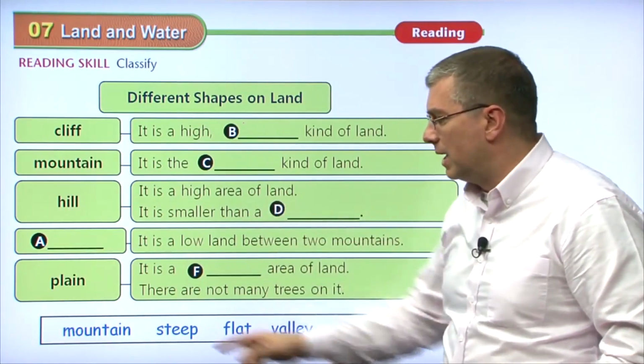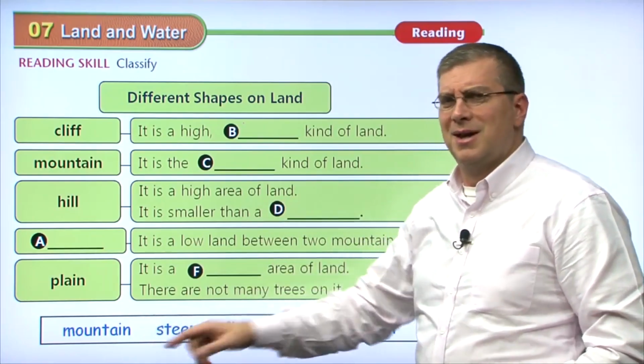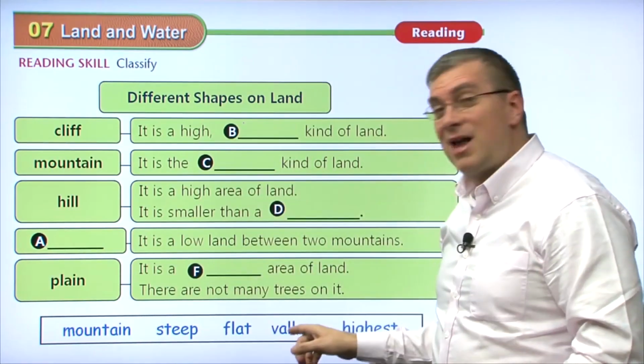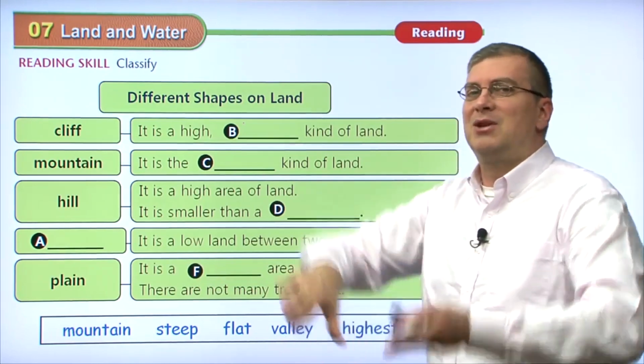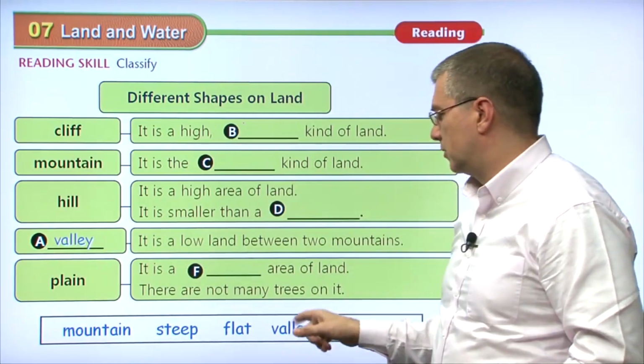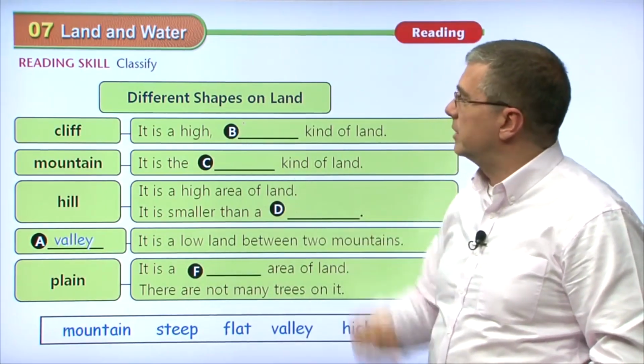We talked about that before. Is that a mountain? No. A mountain is a lowland between two mountains? That doesn't make sense. So a valley, right? A valley is a lowland between two mountains. So A, of course, is valley. That's our choice there. Let's move on to B.